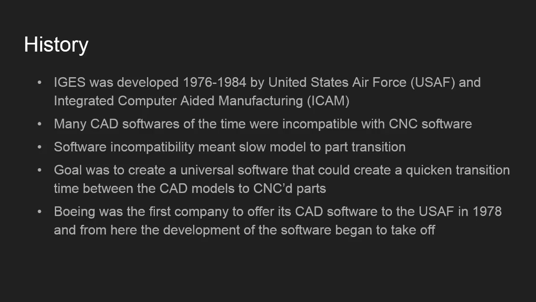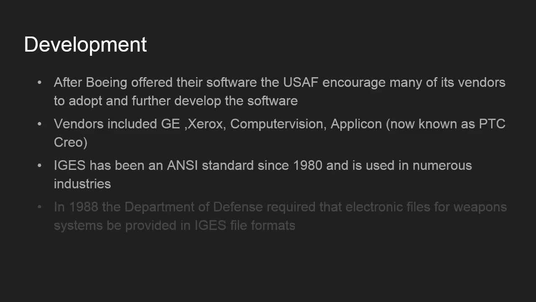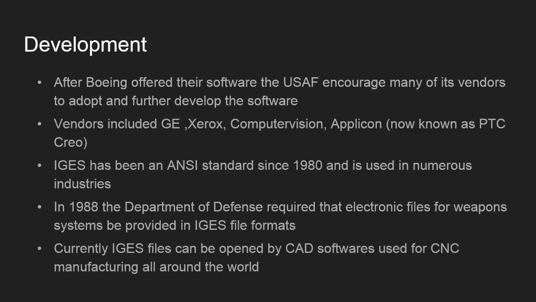The goal of the project, initiated by the United States Air Force, was to create a software that could speed up the manufacturing process. The USAF first approached Boeing, who had already begun developing a software that CNC machines could easily read, to create this universal software. Soon, many of the United States Air Force vendors followed, such as General Electric, Xerox, Computer Vision, and Applicon, which is now commonly known as PTC Creo.